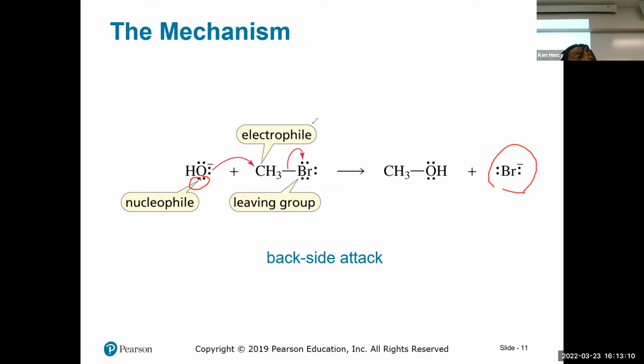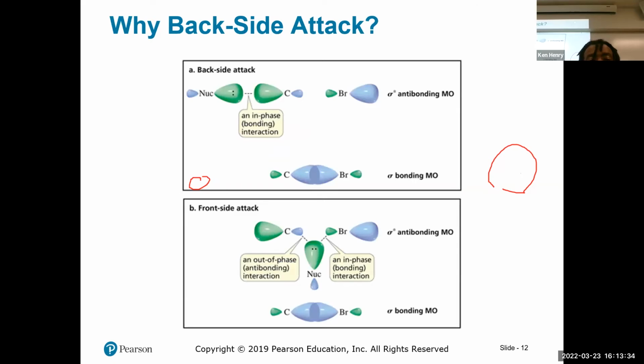Now, will you guys remember that? So we know that in the case of a substitution, we're going to get attacking from the backhand side. So just think of it as a shady person. They're going to attack you from the back rather than take you head on, right? That's for SN2, right? Okay. So why do you attack from the backside?